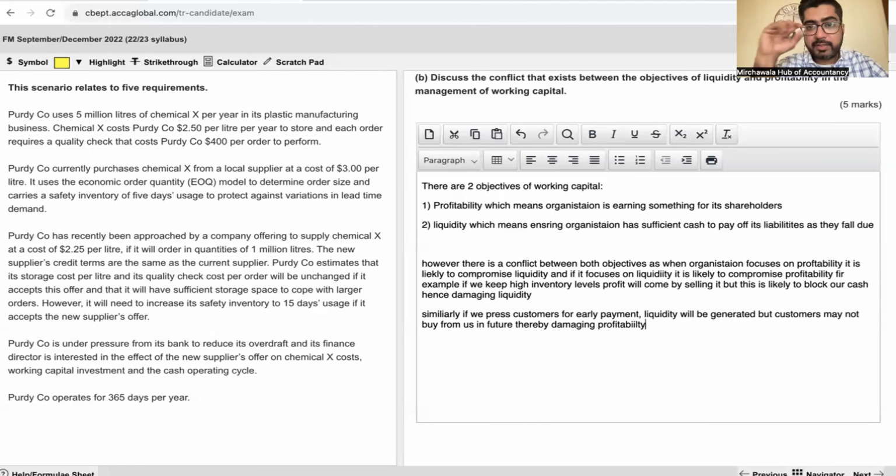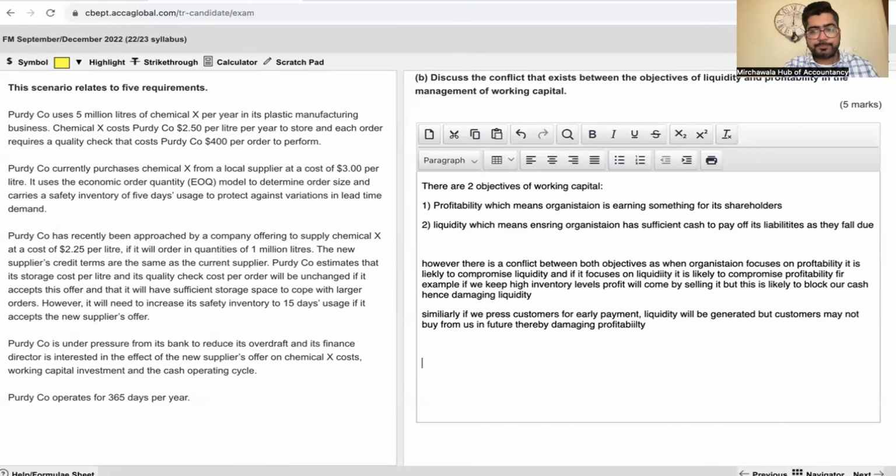I have told each and everything which I have written in the class, that there are two objectives of working capital: profitability, liquidity. There is a conflict. When we go for profitability, liquidity goes. If you go on liquidity, profitability goes. Like high inventory, we'll earn profit, but cash is blocked, so liquidity goes. We press customers for early payment, we get liquidity, but customers may mind that they take payment early, let's not buy from us, we damage profitability. I told you about cash as well. If we keep high cash levels, we get liquidity, but this cash is not invested, we're losing profitability. We invest cash, we get profitability, but then cash is gone, we lose liquidity.